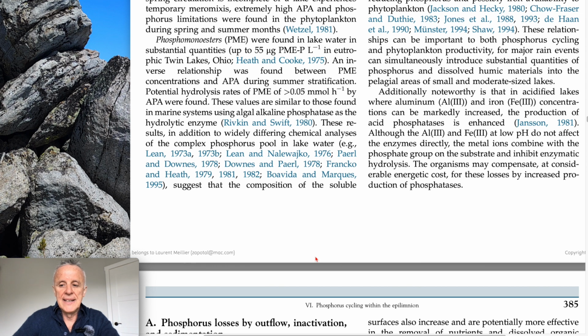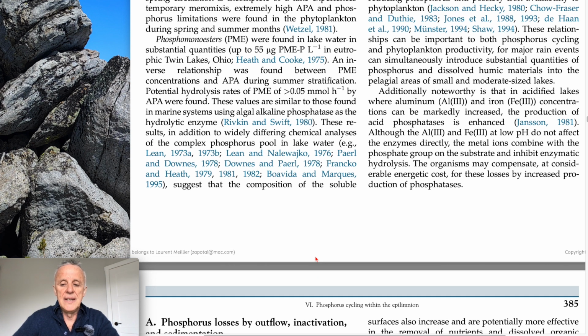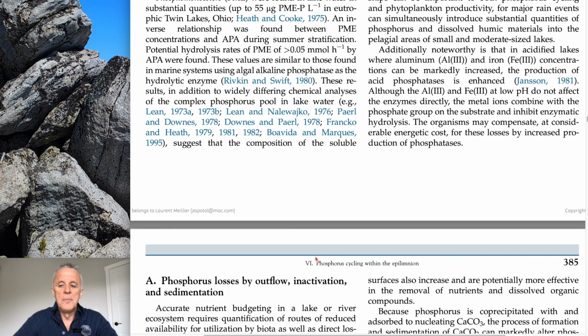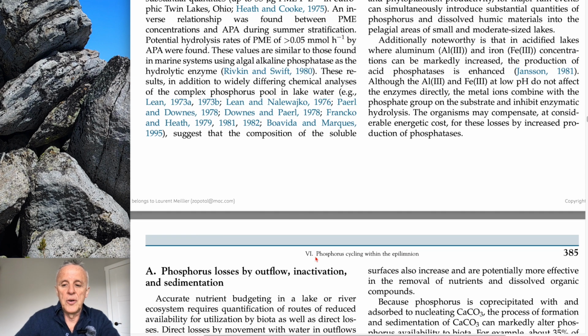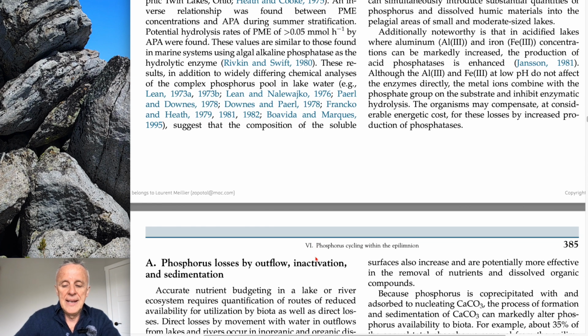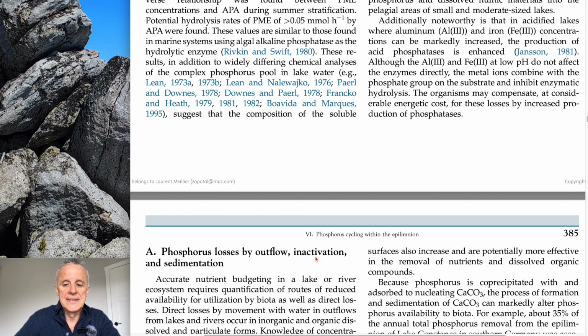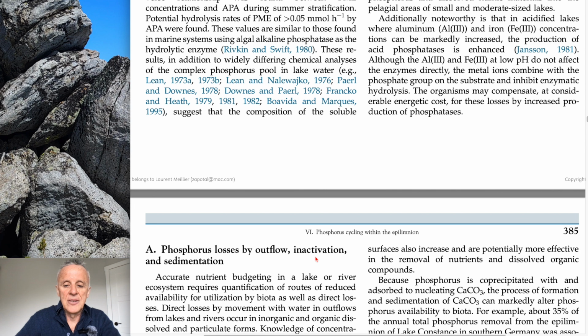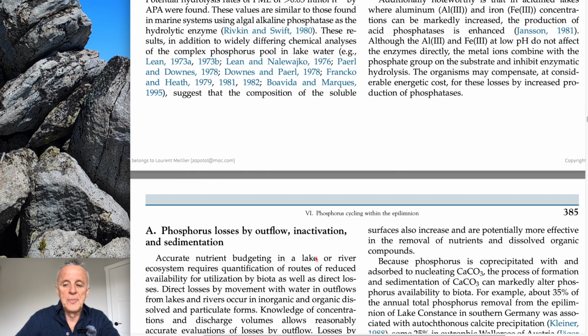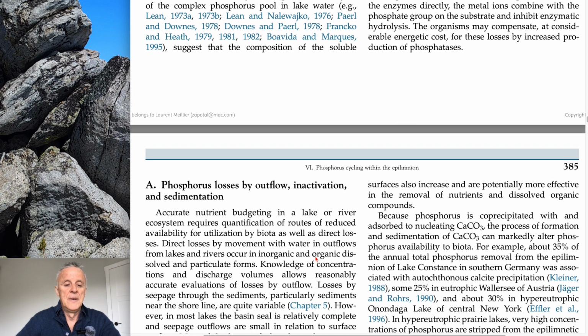Additionally noteworthy is that in acidified lakes, where aluminum Al3+ and iron Fe3+ concentrations can be markedly increased, the production of acid phosphatases is enhanced, although the Al3+ and Fe3+ at low pH do not affect the enzyme directly. The metal ions combine with the phosphate groups on the substrate and inhibit enzymatic hydrolysis. The organisms may compensate, at considerable energetic cost, for these losses by increased production of phosphatases.